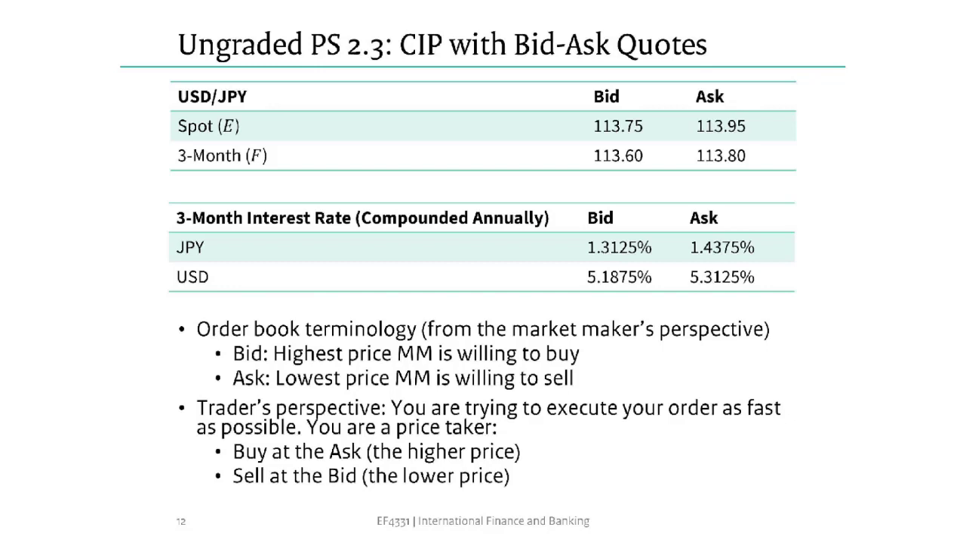From the perspective of the trader, you want to liquidate things quickly, and you can only liquidate things at the less favorable price. So if you want to sell something, from the perspective of the trader, you have to sell at the bid price. And if you want to buy something really quickly, you have to buy at the more expensive ask price. Okay, so again, to reiterate, from the trader's perspective, you can only sell cheap and buy expensive. But from the market maker's perspective, you want to buy low and sell high.